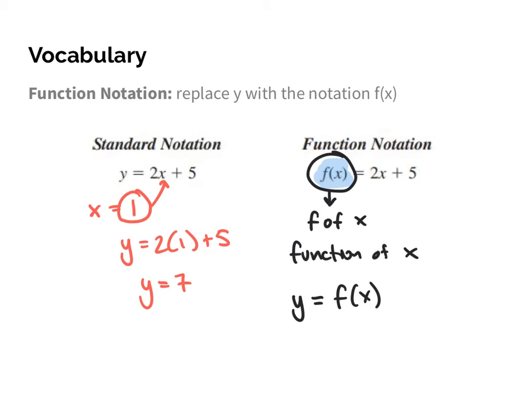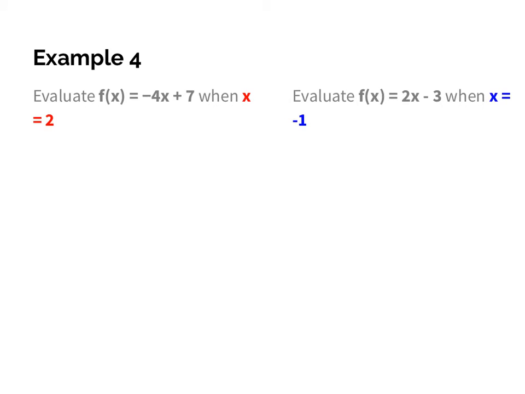But as we see this, obviously it gets a little funky. So how does this work? Kind of a simple example here. Let's say that I give you a function of f of x equals negative 4x plus 7. And I want to evaluate this. Evaluate means to plug in. I want to evaluate when x equals 2. So if x equals 2, I'm going to take that number 2 and plug it in where x goes.